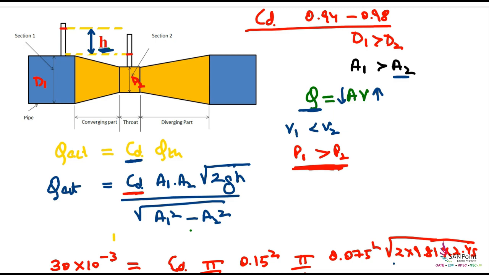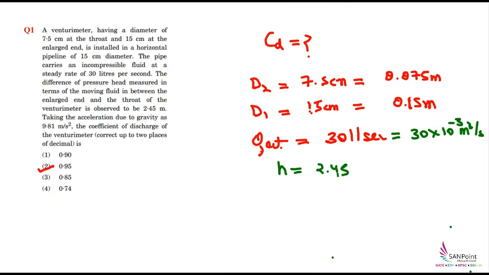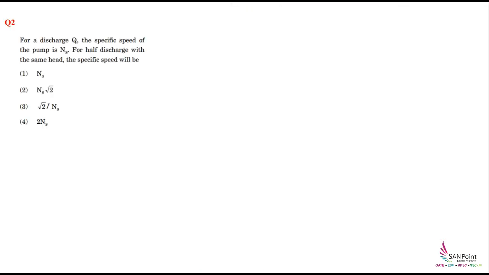So even if you don't remember this formula, you could have solved this question by knowing this much information. From here it is being said that the CD value will be 0.94 to 0.98. So only one option will be correct, that is our second option. So this question could have been solved quite easily. Now let's discuss the next problem that we have here.